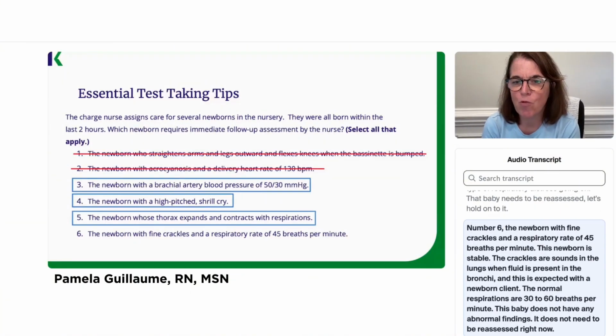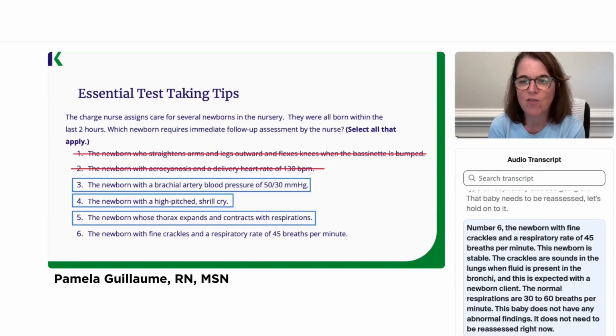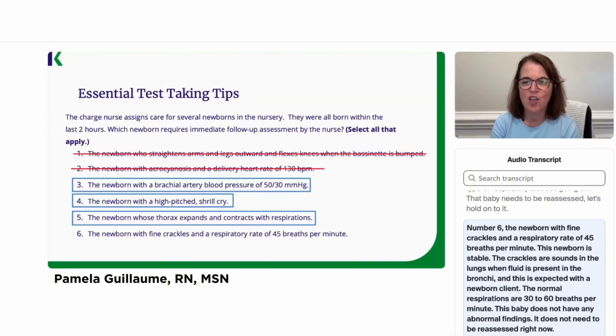Number 6, the newborn with fine crackles and a respiratory rate of 45 breaths per minute. This newborn is stable. The crackles are sounds in the lungs when fluid is present in the bronchi, and this is expected with a newborn client. The normal respirations are 30 to 60 breaths per minute. This baby does not have any abnormal findings. It does not need to be reassessed right now.